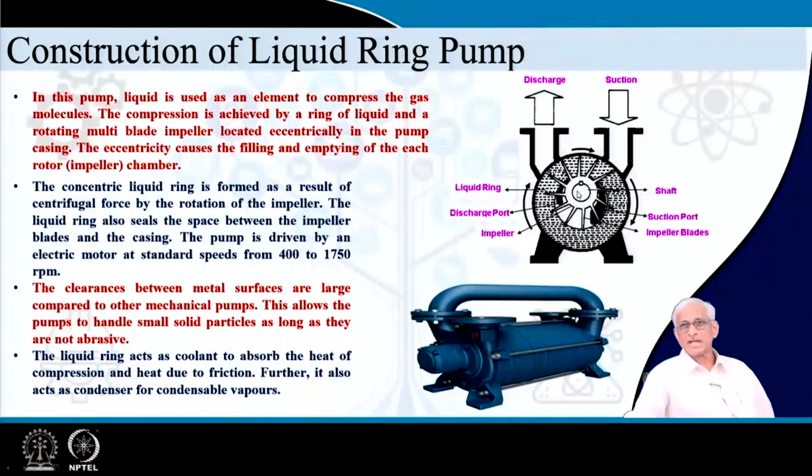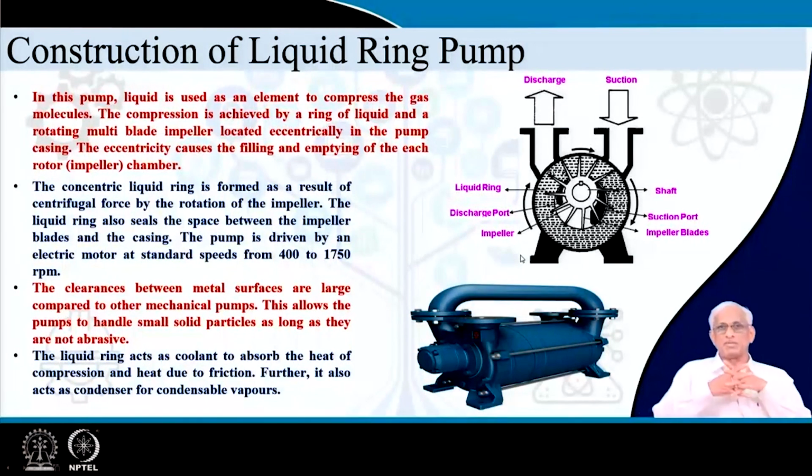So, it contains a shaft with an impeller with multiple vanes, and it rotates in an eccentric fashion in another cylinder, and when it rotates, a liquid ring is formed, and that way increasing volume is connected to the suction side and decreasing volume is connected to the discharge side through suitable inlet and outlet ports. So, this is the basis of constructional aspects of it.